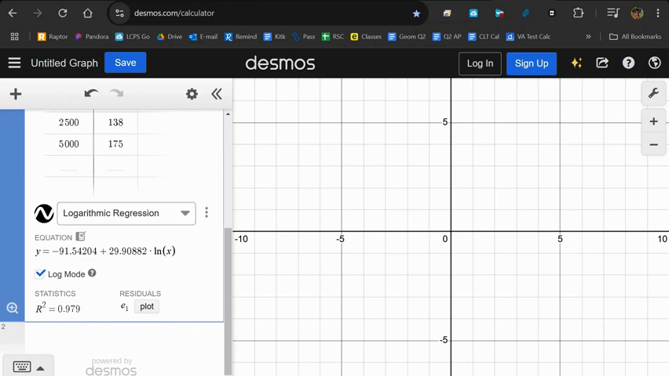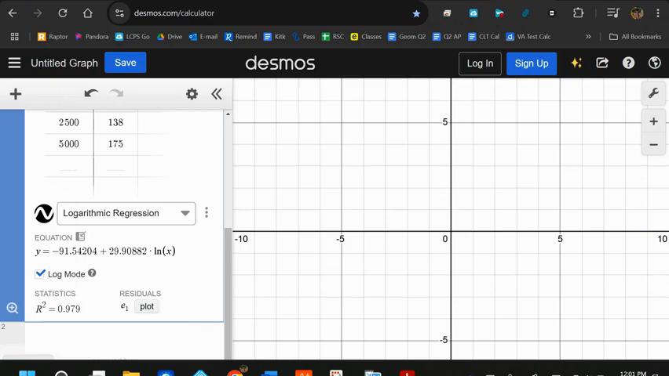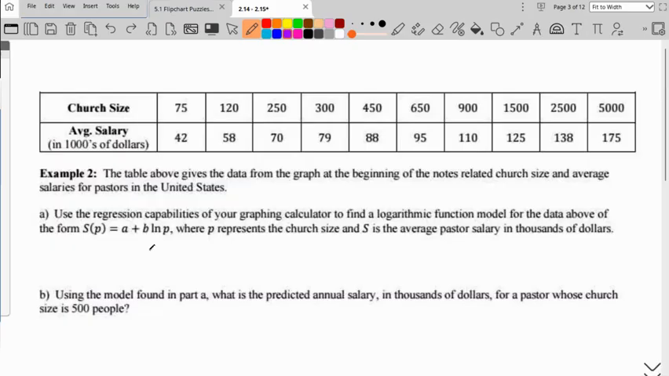Okay, and so what did we get for our equation? We got y equals, or S of p, I'll correct that to S of p. So S of p, the salary, based on parishioners, is going to be negative 91.542, and I'm going to put dot, dot, dot, because we would still use all the numbers, plus 29.908, dot, dot, dot, because we would still use the additional numbers, times the natural log of x. So there's our equation.